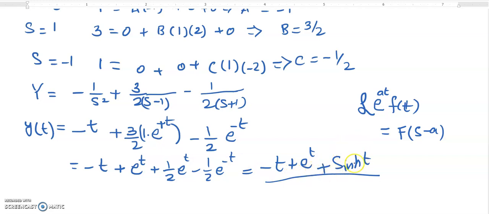We could also get the same solution if we combine these two terms together, 3 by 2 and 1 by 2, and then it will be s square minus 1 in the denominator. We also know that it is the Laplace of sine hyperbolic, so its inverse Laplace will be sine hyperbolic t. So in both cases, we can get the same answer.